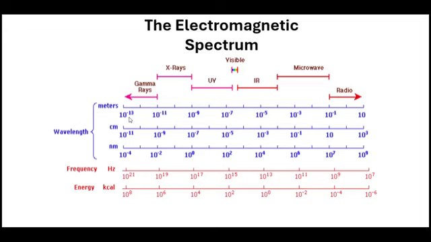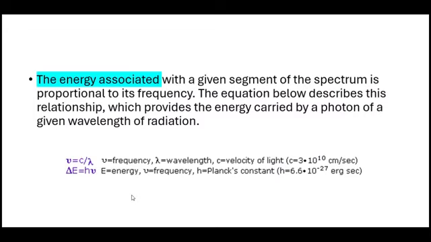Regarding the wavelength of the electromagnetic field, gamma ray has the smallest wavelength, while the radio wave has the highest wavelength. Whereas for the frequency in the electromagnetic field, the gamma ray has the highest frequency, while the radio wave has the lowest frequency. The energy is proportional to frequency.